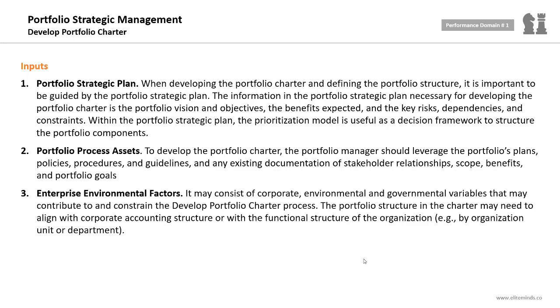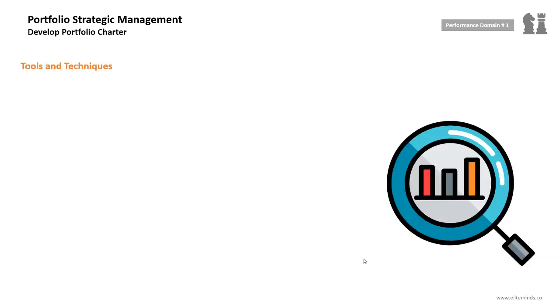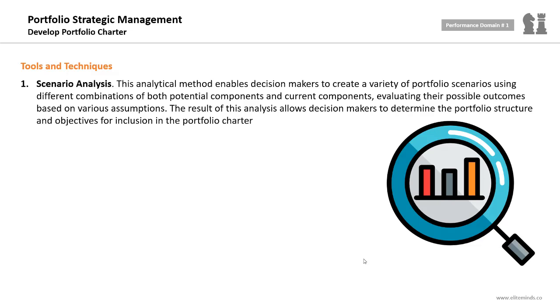And the third input will be the enterprise environmental factors, which may consist of corporate, environmental, and governmental variables that may contribute to and constrain the developed portfolio charter process. The portfolio structure, which is part of the charter, may need to align with the corporate accounting structure or with the functional structure of the organization. So we need to have the organizational structure or the organizational hierarchy to develop the portfolio structure. So you will need these three inputs, and you will apply two tools and techniques, starting with the scenario analysis.